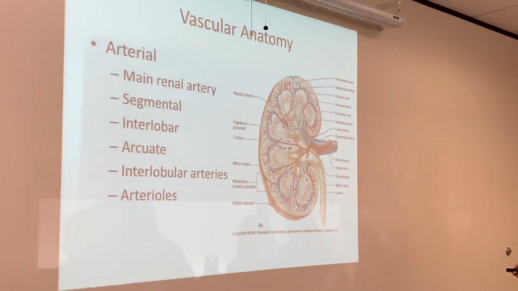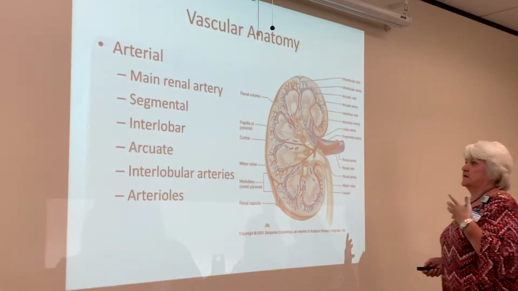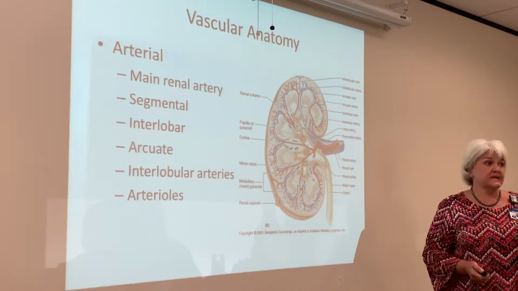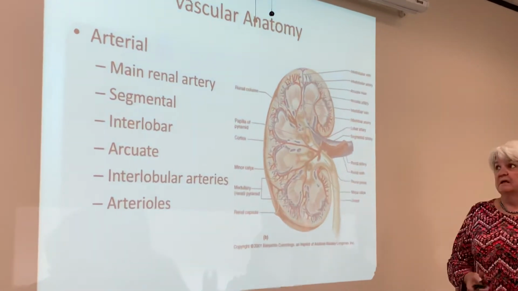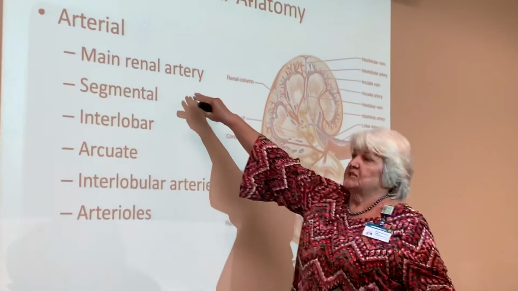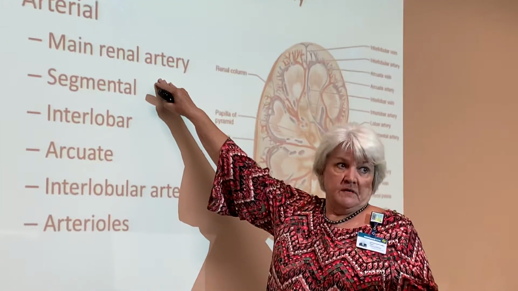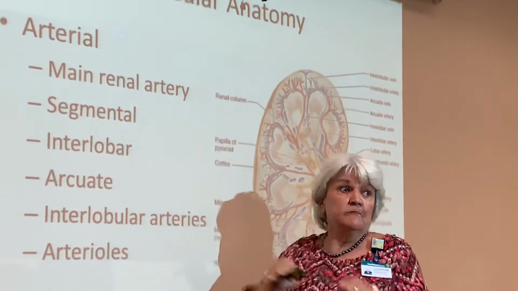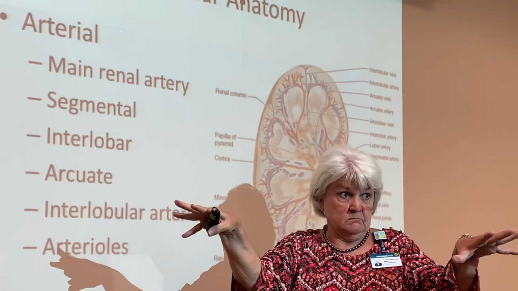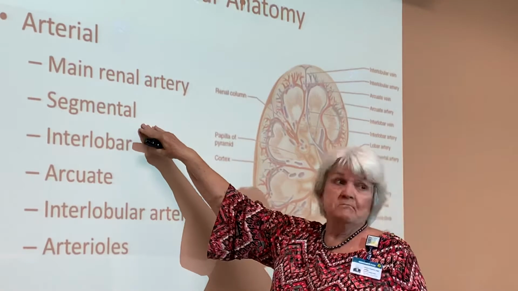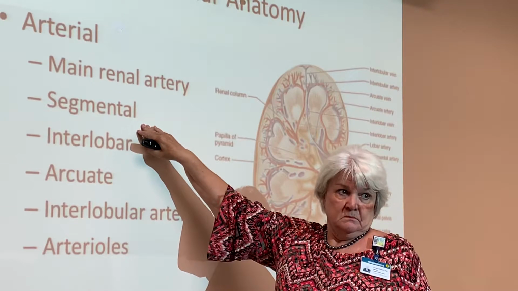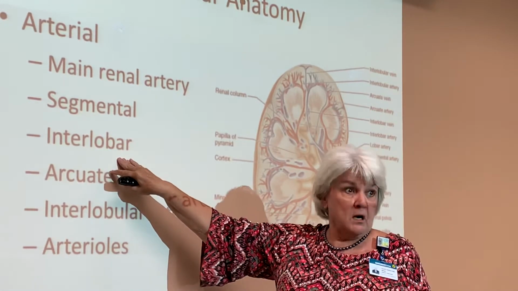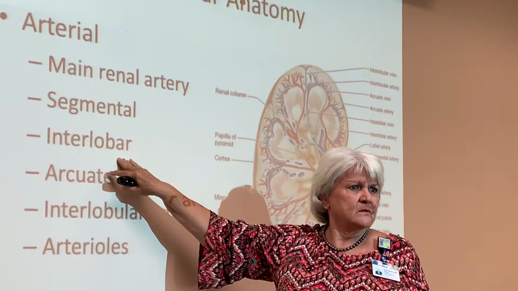Arteries come from what? The aorta. Okay, now once they reach the kidney, it's called the main renal artery. Now it's inside my kidney and it's going to branch out. They're called segmental. From segmental, they're going to go to interlobar. What does that tell you?